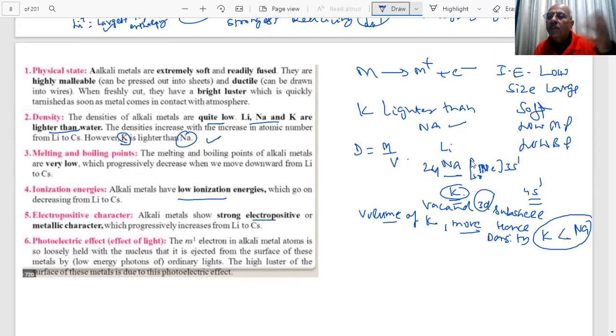They can be used in photovoltaic cells. Cesium is used in the photovoltaic cell because it has a very, very low ionization energy. Okay, then we are ending the lecture here.